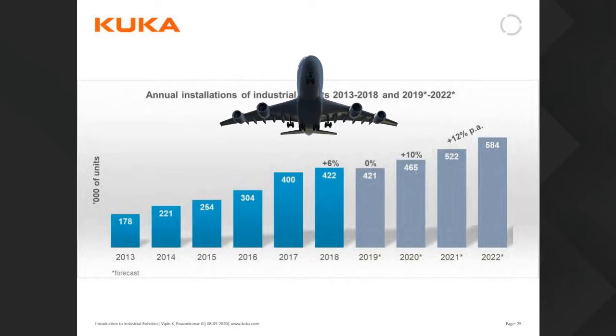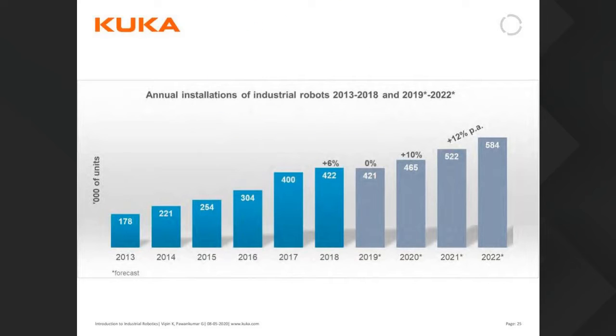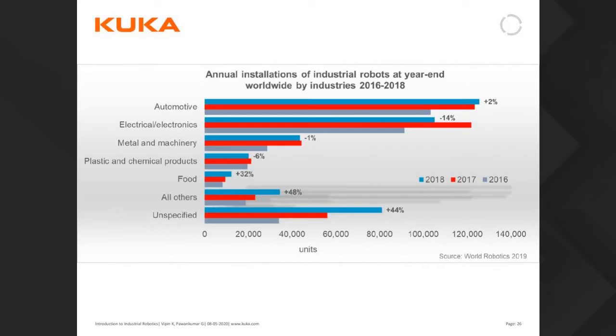In terms of annual installations, we can say for 2020, or this year or 2019, the blue is the actual one and the gray is expected. In 2018, 422,000 units were installed. And in 2022 we are expecting 584,000 units to be installed. These are expected figures; it can go more than that also.